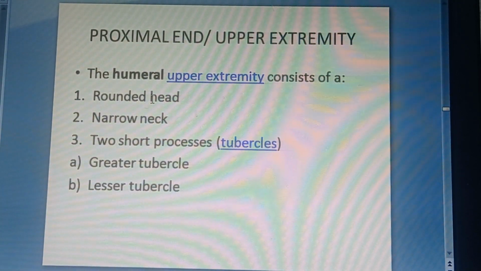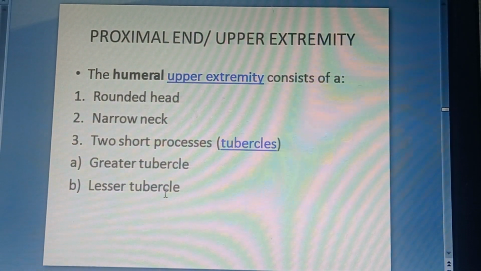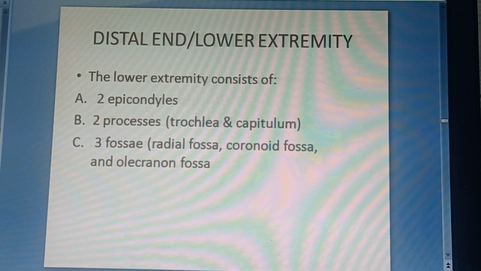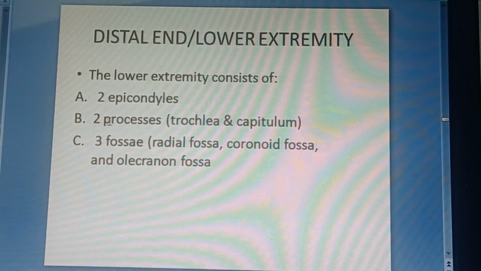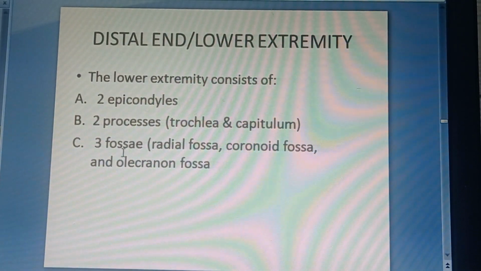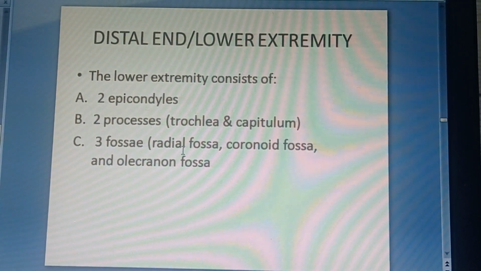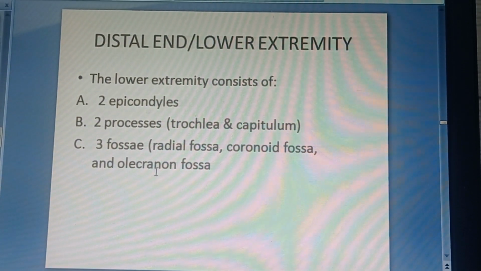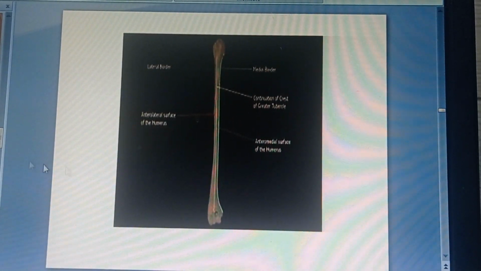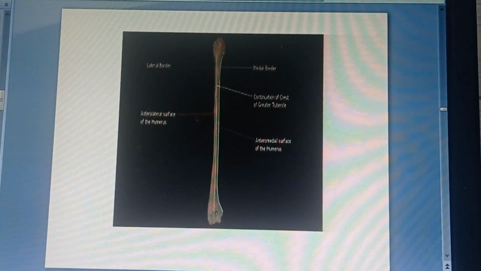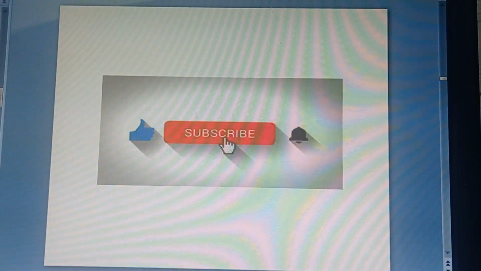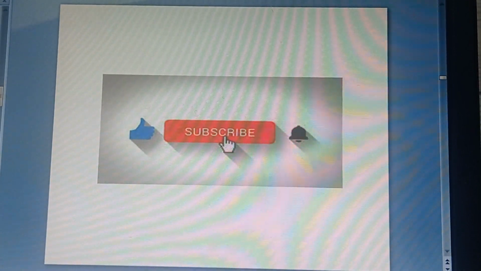At the proximal end, head, neck, greater tubercle and lesser tubercle are present. In the shaft, deltoid tuberosity is present. And at the distal end, 2 epicondyles and 2 processes called trochlea and capitulum are present. Anteriorly, radial fossa and coronoid fossa, and posteriorly, olecranon fossa, are present at this distal end of the humerus. We will discuss these landmarks further in detail.